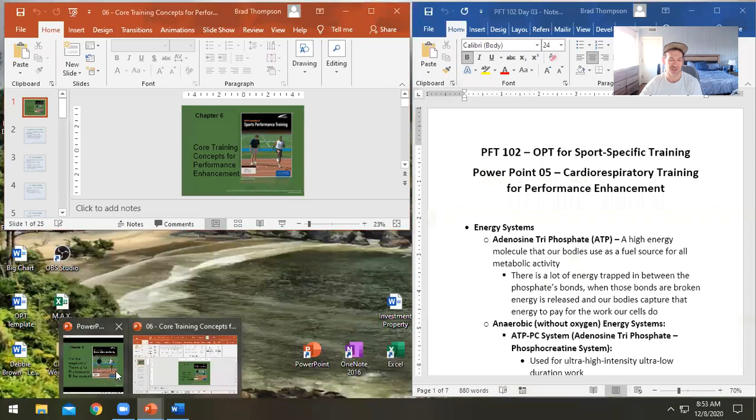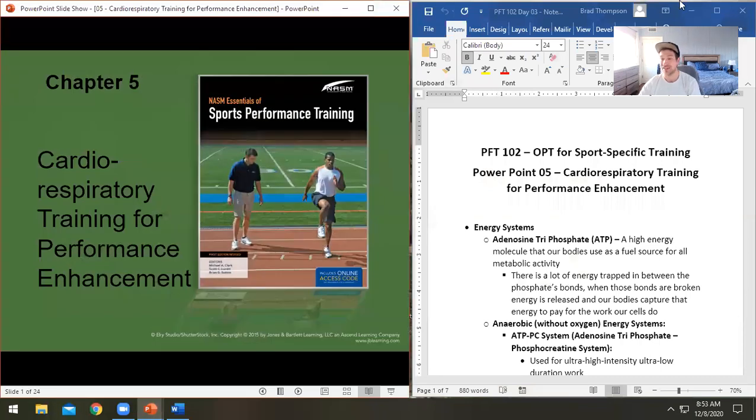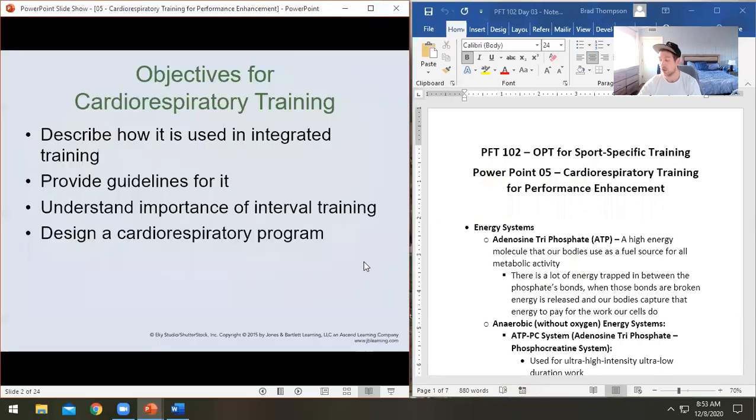But anyway, long explanation, not short. That's what we're talking about today. We're going to be talking about cardio. And so remember the sports book, because it jumps right into the program design aspects of things. We are also going to talk a little bit about the physiologic and anatomic principles of cardiorespiratory training as well. So our objectives for cardiorespiratory training, right?